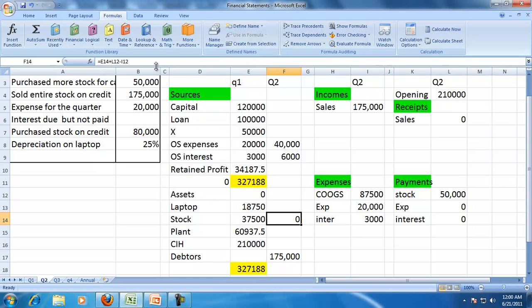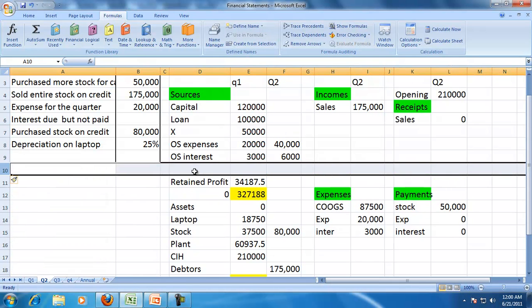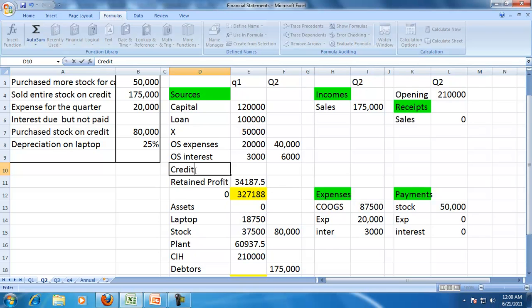My stock will increase by 80,000, and there will be a creditor. Okay, so I put Mr. X as a creditor. Last time I purchased, maybe let me put another item called creditor. Okay, creditor. I'm purchasing the goods on credit.